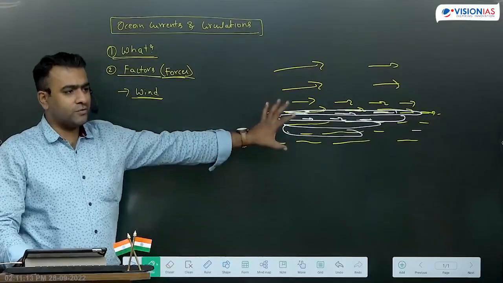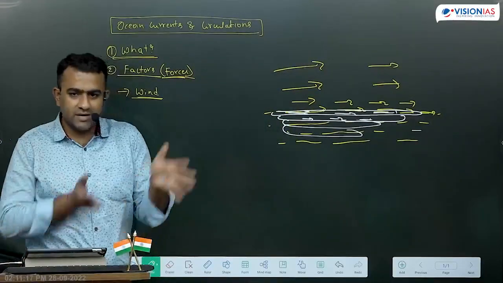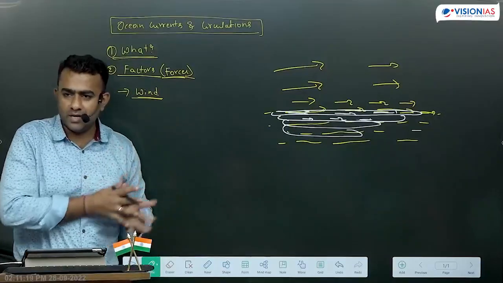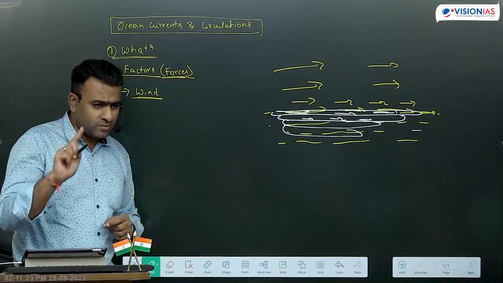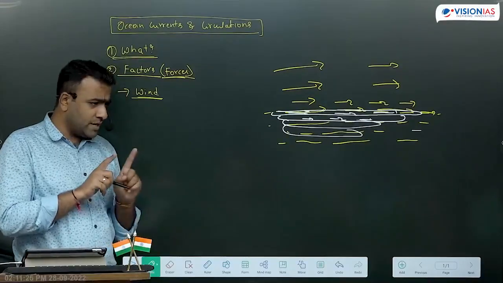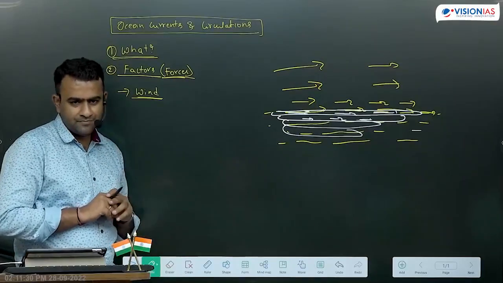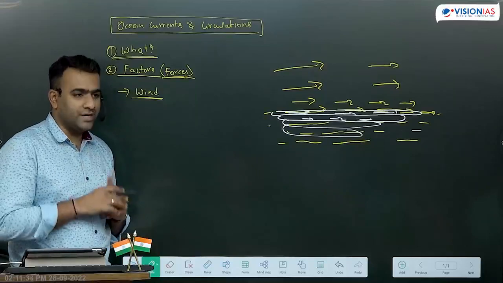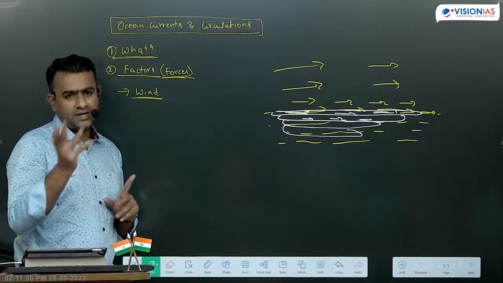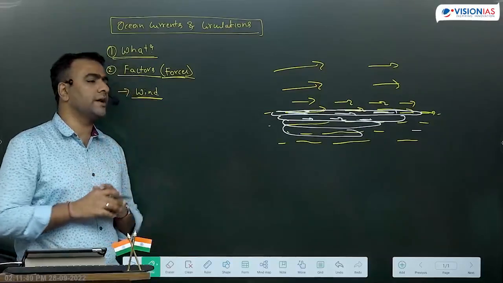Even if it is a smaller force, if it is continuously, consistently blowing in that particular direction, it will gradually start to move the water in that direction. The first primary force responsible for the formation of ocean currents, which causes them to move in a particular direction, is wind. It will set the ocean waters in motion. That is wind. Which type of winds? Planetary winds. It is the planetary winds which will push these ocean currents in a particular direction.